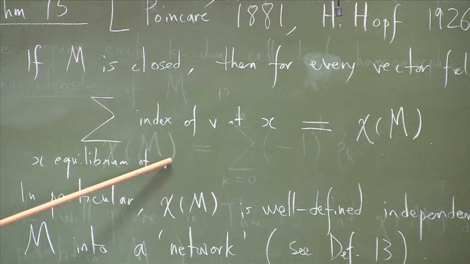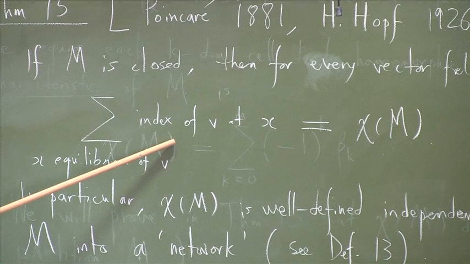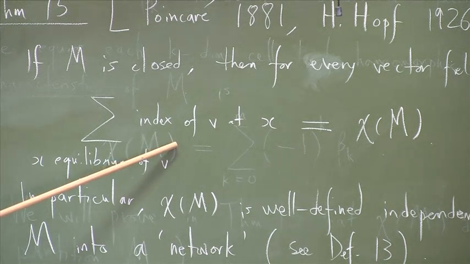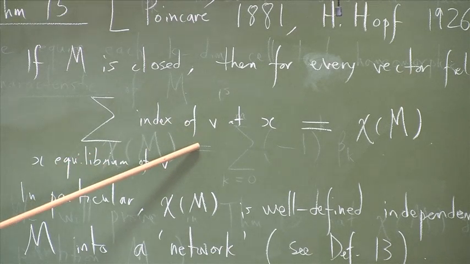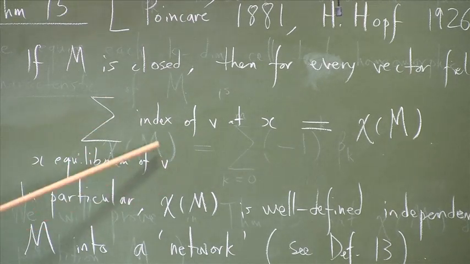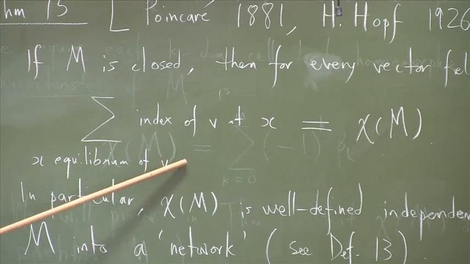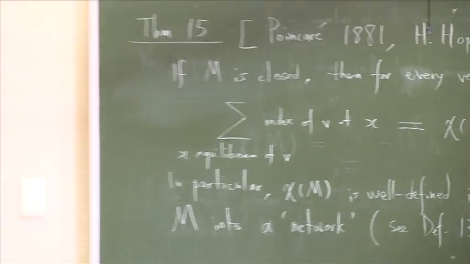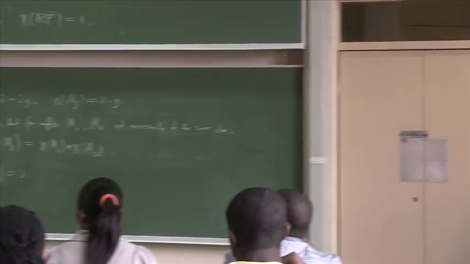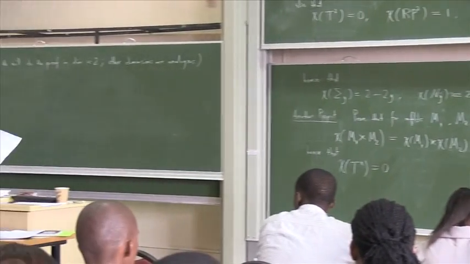In that case, let's not choose a complicated V. Let's choose a very simple V. But not so simple that all the equilibria degenerate. We have to make sure that the equilibria very nicely behave, that they are generic. So here is the V that we shall choose, and we shall prove the result for that V.